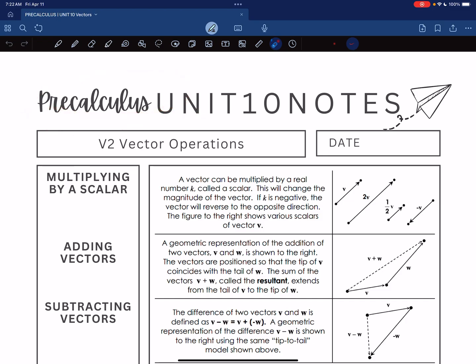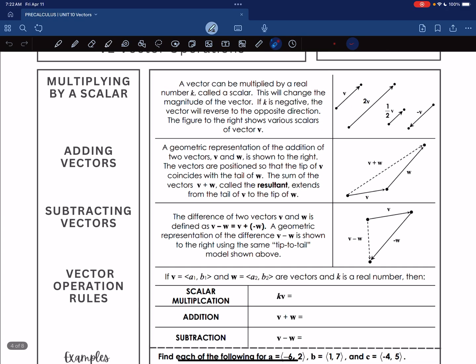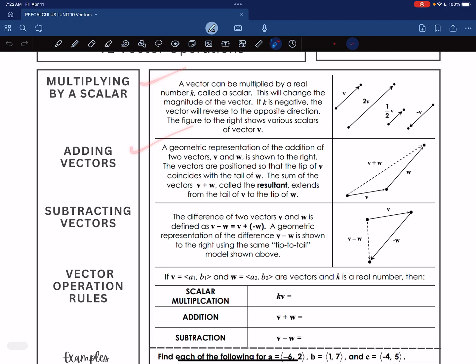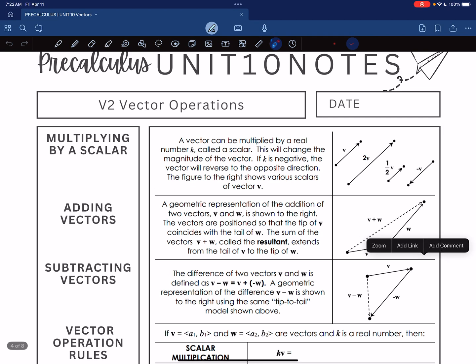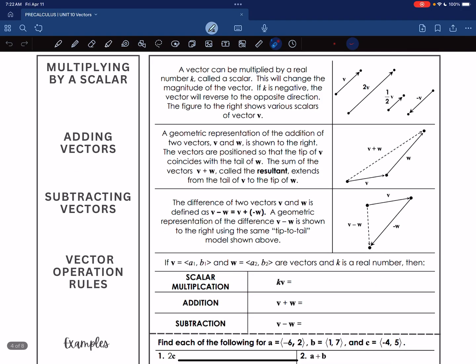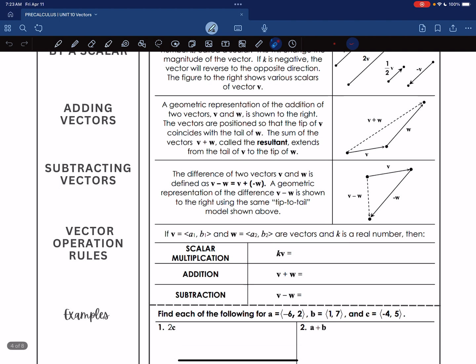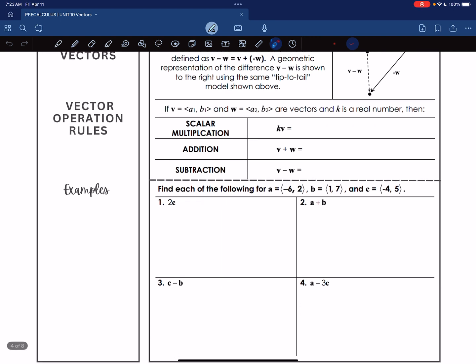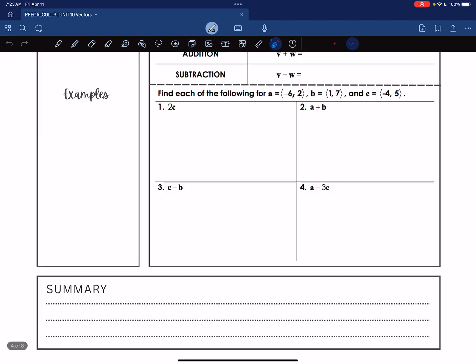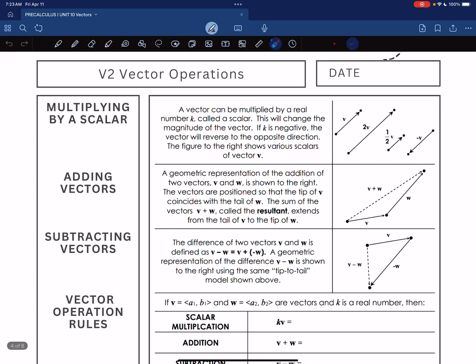We are in our Pre-Cal Unit 10 where we're looking at vectors. And in this video, we're going to be focusing on vector operations. What operations exactly are we talking about? Multiplying, adding, and subtracting. Those are the different operations that we're going to see in the context of working with vectors. I'm going to show you first geometrical representations, and then we'll look at symbolic representations down below and some examples. So let's get started.